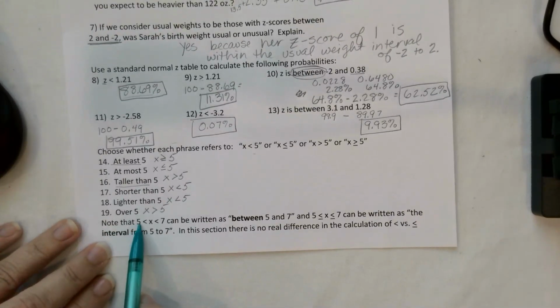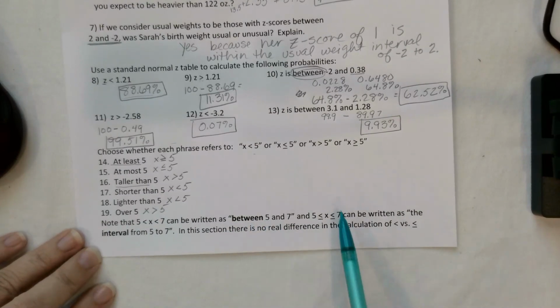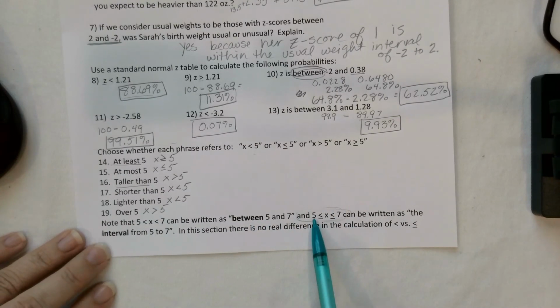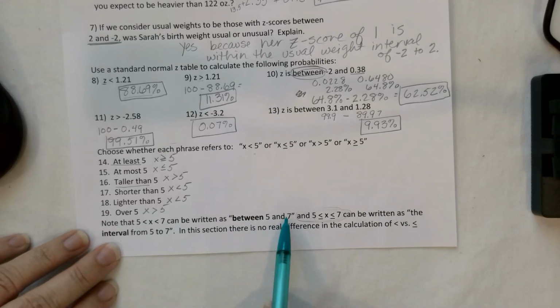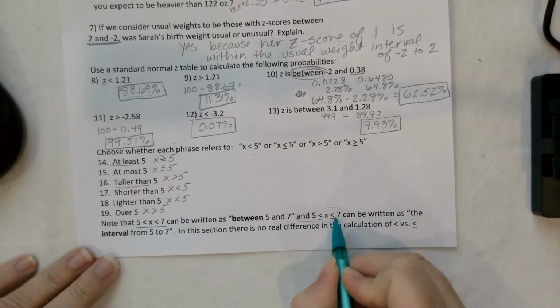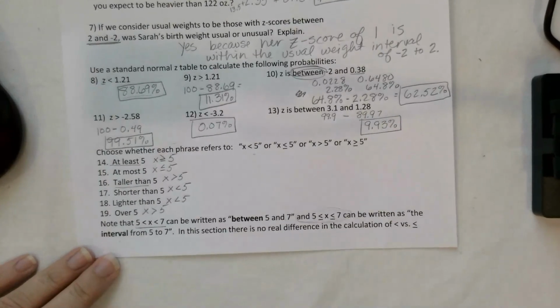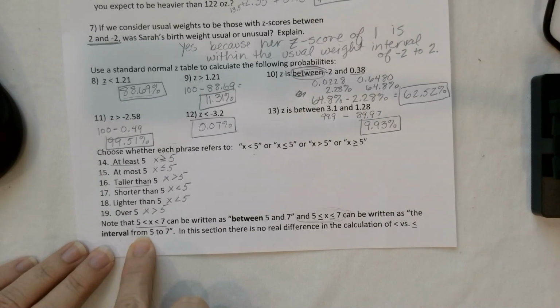5 is less than x is less than 7 could be written as between 5 and 7. It could also be written as the interval from 5 to 7. When it says between 5 and 7, it's technically not including 5 or 7. But if you have the or equals to, meaning it's including the 5 and the 7, it could be said that it's the interval from 5 to 7, and that shows that it's included.